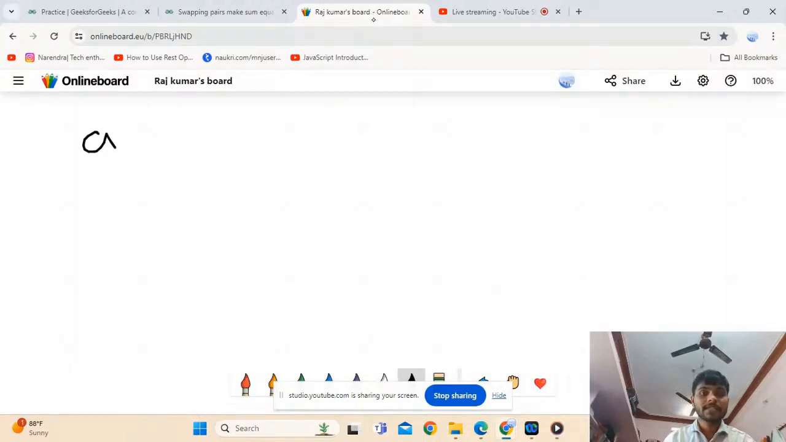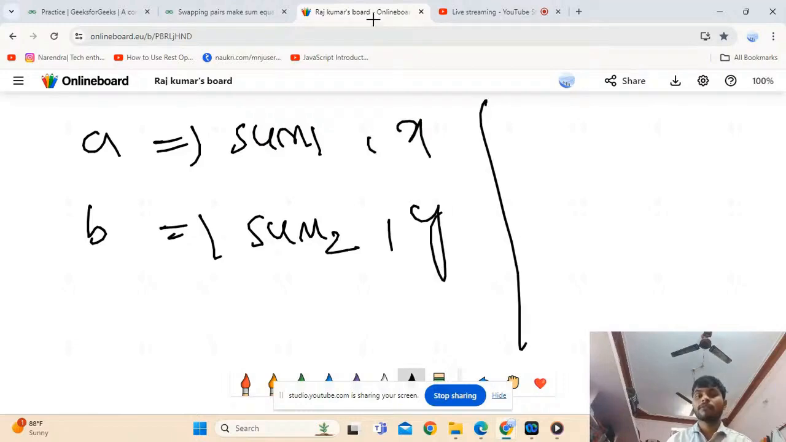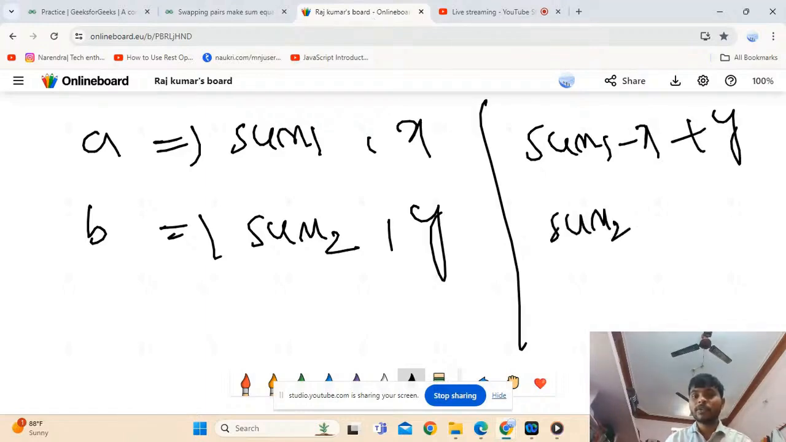In the hash map approach, suppose this is array A and this is array B, the sum of A is sum1 and the sum of B is sum2. We take some element x from A and element y from B and swap them. So we subtract x from sum1, and y comes in, so plus y. Again, sum2 minus y, and this x is added. We have to make these two equal.